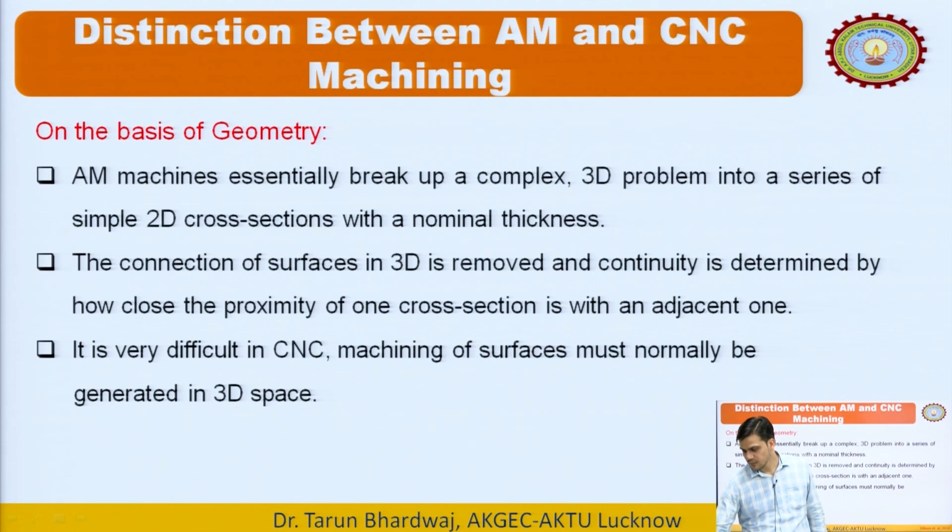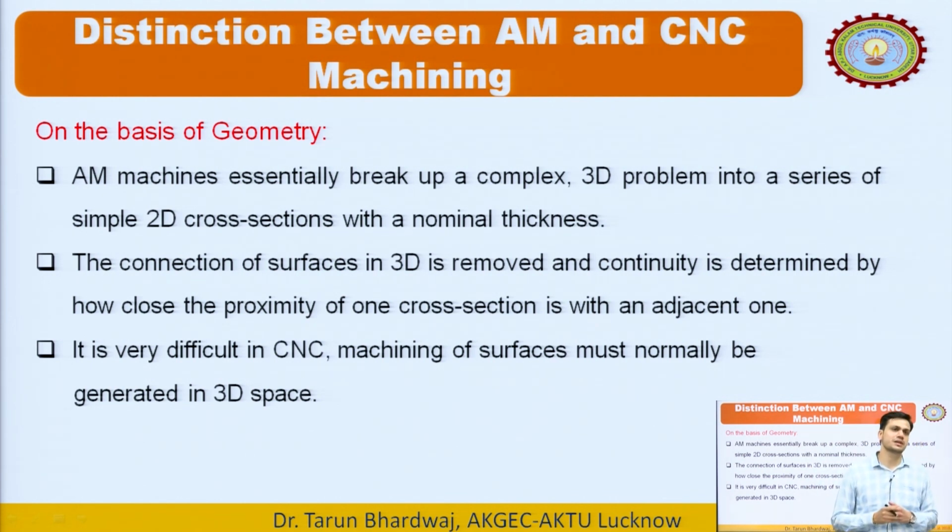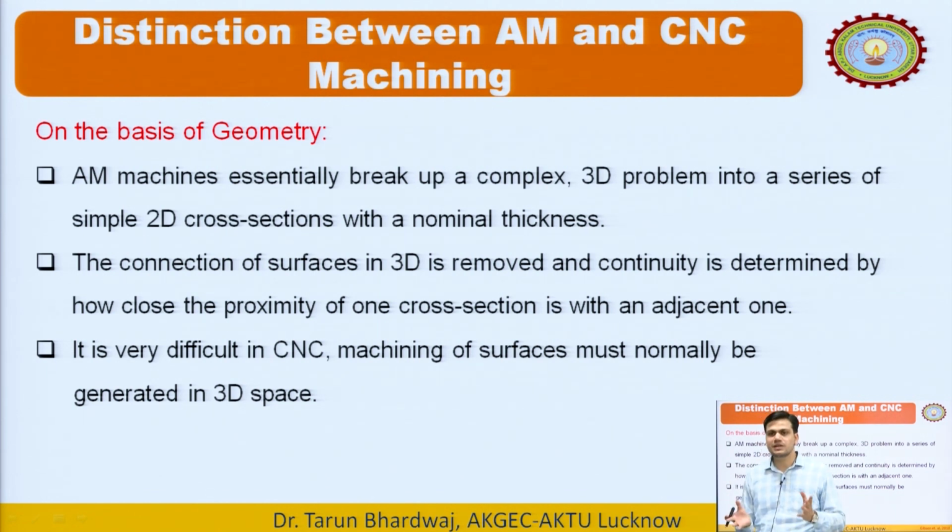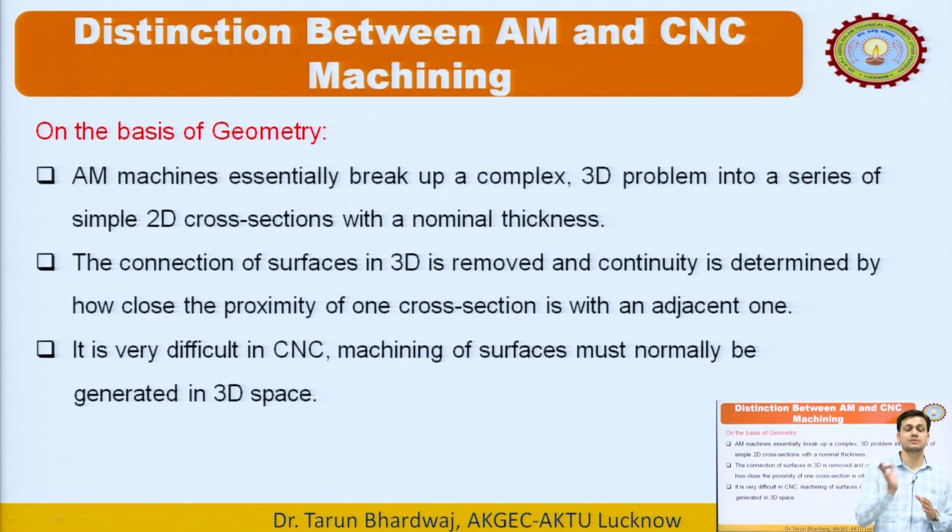ओके, नाउ इफ यू जस्ट टॉक अबाउट ऑन द बेसिस ऑफ ज्योमेट्री, अगर हम लोग इसको ज्योमेट्री के बेसिस पे डिस्टिंग्विश करते हैं, सो एएम मशीन एसेंशियली ब्रेक अप अ कॉम्प्लेक्स 3D प्रॉब्लम इनटू अ सीरीज ऑफ सिंपल 2D क्रॉस सेक्शन विद अ नॉर्मल थिकनेस. मतलब अगर आपके पास एक पूरा 3 डायमेंशनल कोई प्रोडक्ट है, तो ये पूरे 3 डायमेंशनल प्रोडक्ट को 2 डायमेंशनल थिकनेस वाले प्रोडक्ट्स में डिवाइड कर देता है, स्लाइसेस में कन्वर्ट कर देता है, ठीक है. एंड देन कनेक्शन ऑफ द सर्फेसेस इन 3D इज रिमूव्ड एंड द कंटिन्यूटी इज डिटरमाइंड बाय हाउ क्लोज द प्रॉक्सिमिटी ऑफ वन क्रॉस सेक्शन इज विद द अनदर.